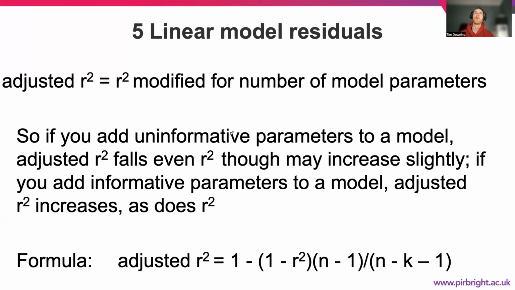correlation coefficient on its own. The adjusted R squared is penalized for these additional parameters, and adjusted R squared may fall if you have additional uninformative parameters. But if you add informative ones, the adjusted R squared will increase, as does the correlation coefficient itself. And that's calculated by this formula here, looking at the variance that's not explained, multiplied by n minus 1 over n minus k minus 1. So that gives us a sense of recovery of k parameters in our model.